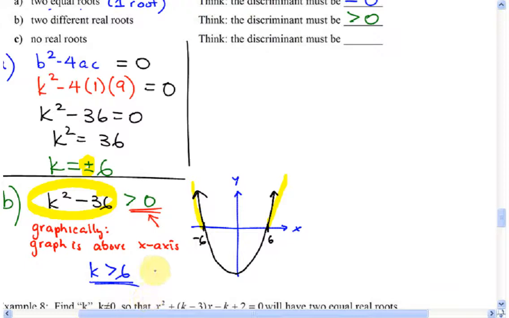And less than negative 6. Okay. Okay, this is weird. Do you understand this? No. Okay.